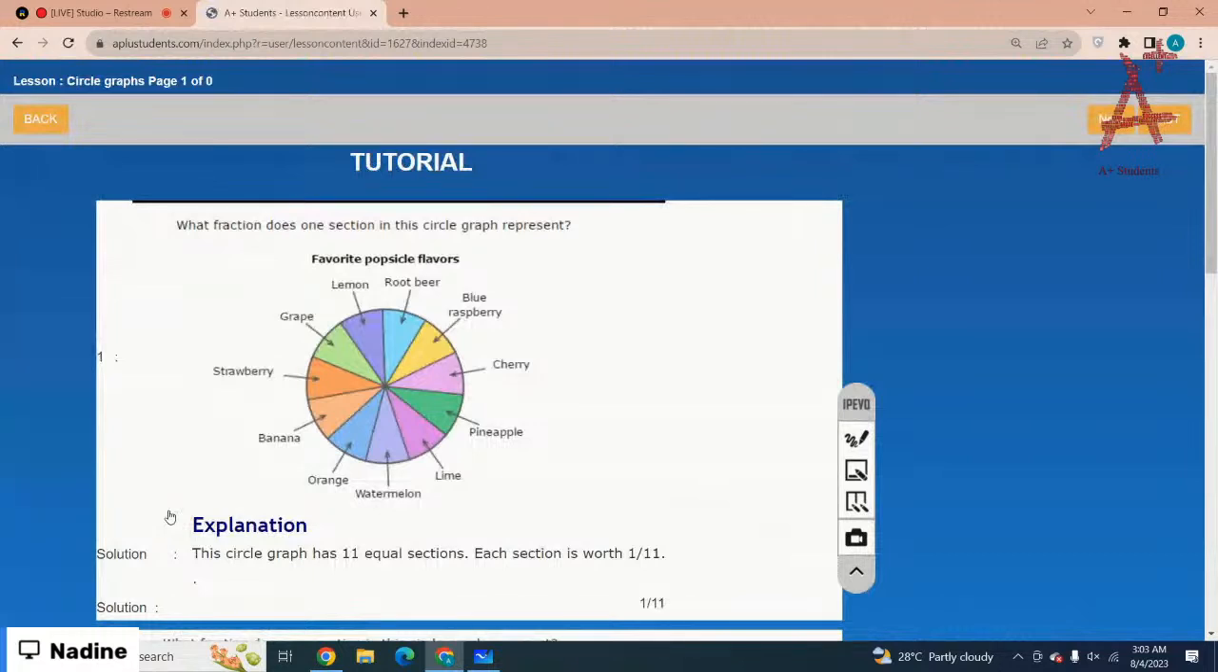So what fraction does one section in the circle graph represent? So you have to see what fraction one section in the graph represents, right? So let's just count the total sections. 1, 2, 3, 4, 5, 6, 7, 8, 9, 10, 11. So the graph has total 11 sections, right? So each section is worth 1 out of 11, because the total sections are 11. So each one has 1 over 11.